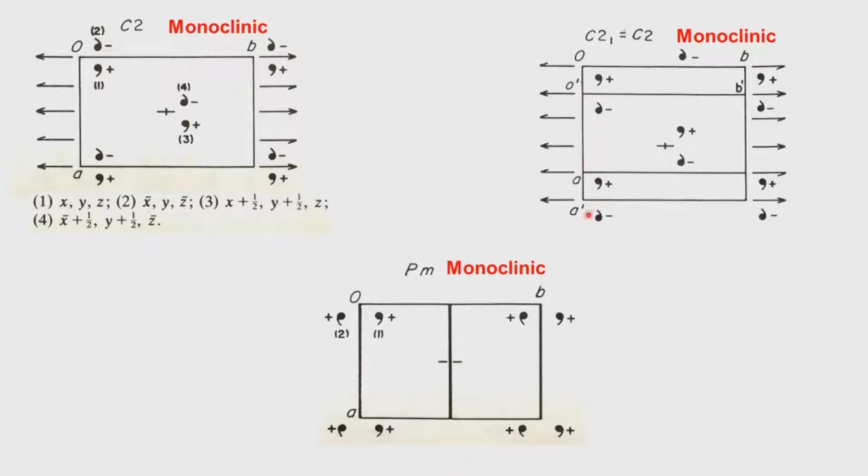The distance O prime A prime is the same as distance OA, so there is no change in the A axis. Similarly, the O prime B prime is the same distance. The only thing that is changing here is the origin is shifting by 1/4. Once it shifts by 1/4, you see that the 2-1 axis is no longer in practice, but with respect to this O prime we have the two-fold axis.